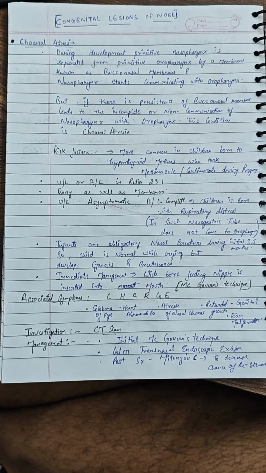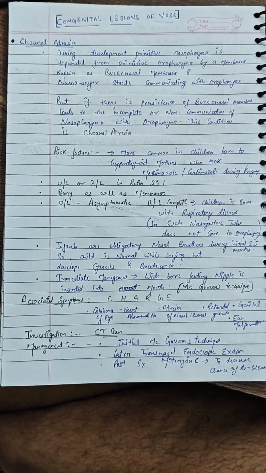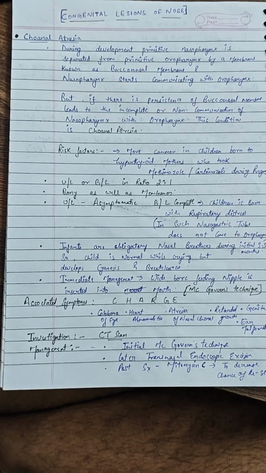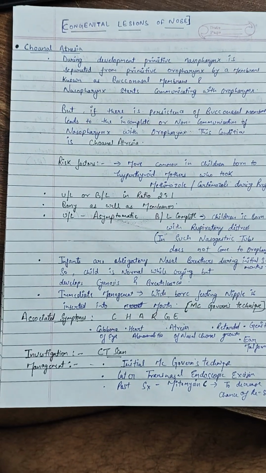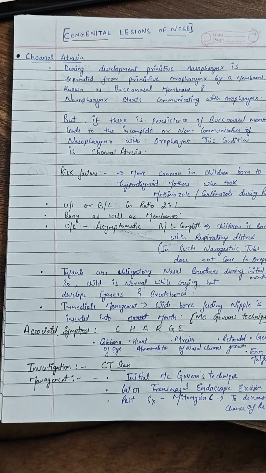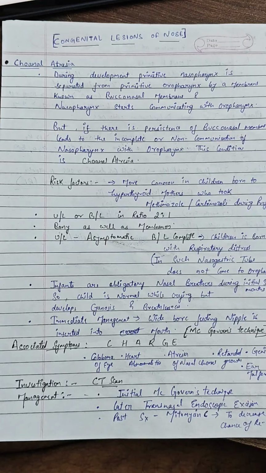Everyone. So today we are going to start with the congenital lesions of the nose. That is a topic of ENT. So first of all, there is choanal atresia, which is a congenital condition. So let's begin with it.